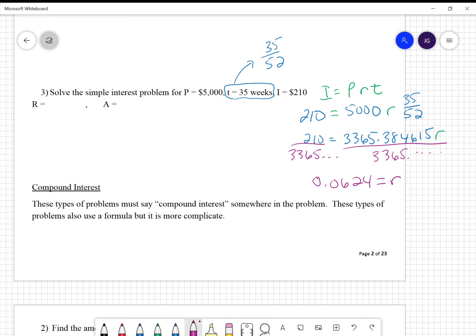Okay. Changing that to a percent is multiplying it by 100, which means move the decimal 2 places. So R is 6.24%. Amount is simply principal plus interest, so amount is 5,210.